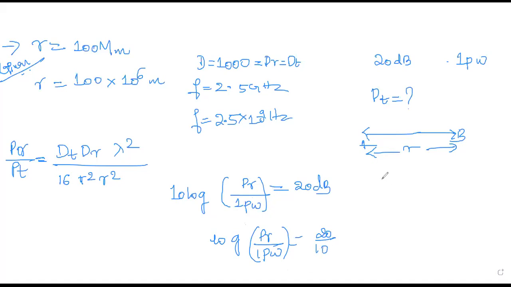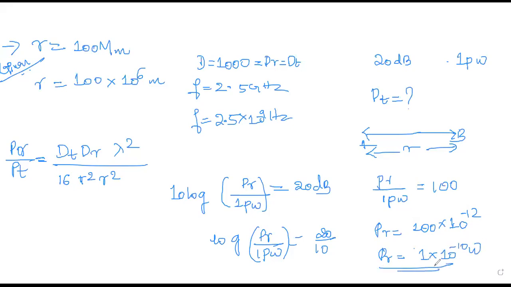So PR by 1 picowatt is equal to antilog of 2, which is 100. What is 1 pico? 10 to the power minus 12. So you will have PR equal to 1 into 10 to the power minus 10 watt. So you got the PR value. Now substitute all the values here.